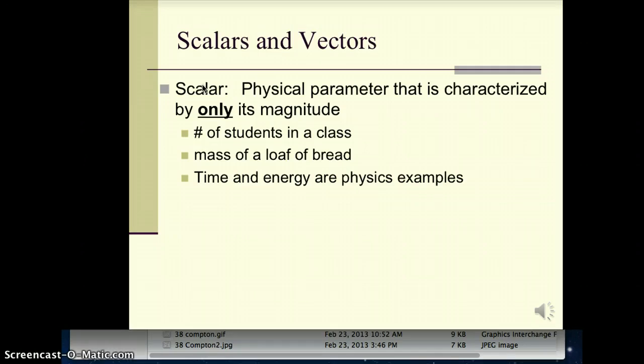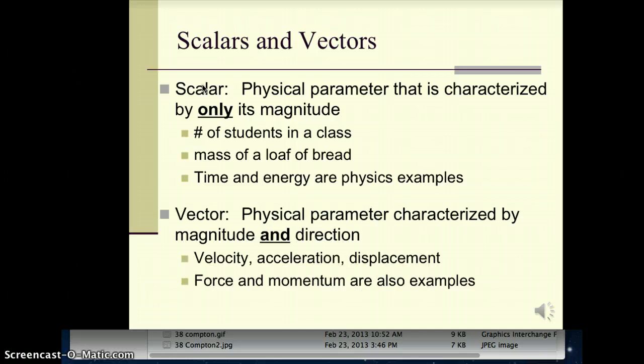So we would speak about the mass of a loaf of bread as being 1 kilogram. 1 kilogram, a number and a unit, would be the scalar. There is no sense of direction.